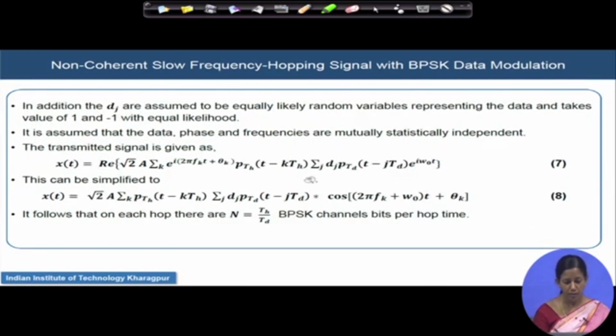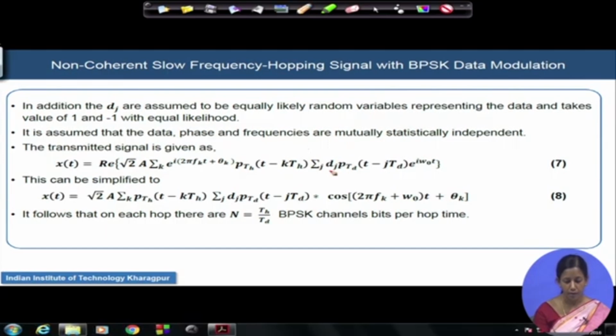Similar to the earlier one, the d j that we have added here, like in DPSK, are equally likely random variables, having +1 or -1 values with equal likelihood. And remember, this x(t) can be formed with a similar logic to what we followed in the last class, and then by expanding the exponential term, we end up with the simplified form of the BPSK data modulation based slow frequency hopped signal. Here, like the DPSK case, we have the number of channel bits per hop time given by Th by Td.